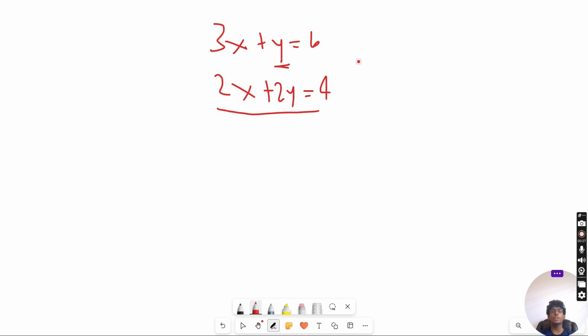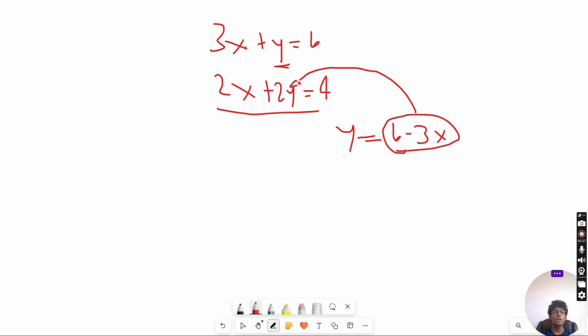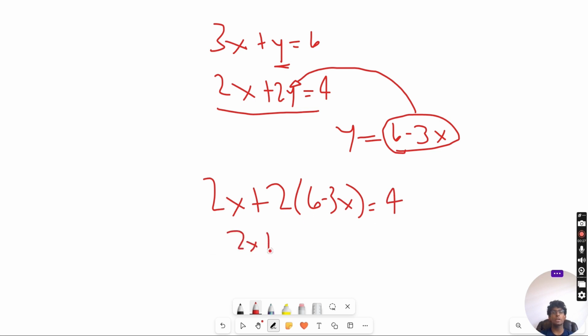So to solve for y, we're going to move 3x over to the other side. So we're going to get y equals 6 minus 3x. So now we're going to take this 6 minus 3x and we're going to substitute it right in here for the y value. So that way we get that second equation entirely in terms of x. So 2x plus 2 times 6 minus 3x. Wow, that's a pretty bad 3. 3x gives us 4. So now just distribute it first. So 2x plus 12 minus 6x equals 4. Combine the like terms, move the 12 over to the other side. We're going to get minus 4x equals minus 8, which when we divide both sides by minus 4, gives us x equals 2.